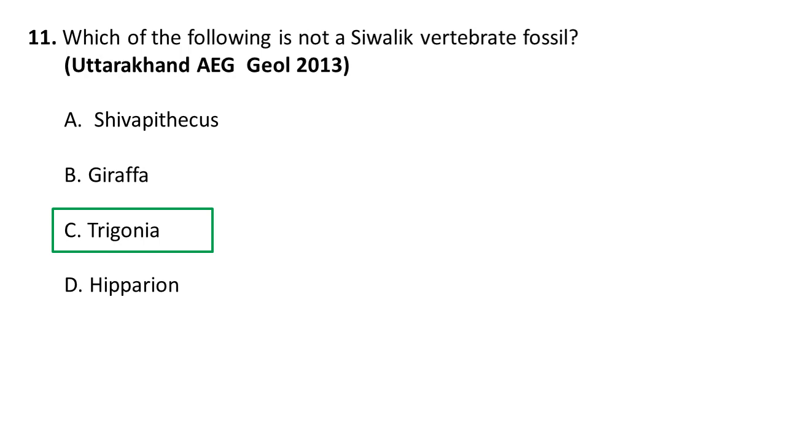So this does not belong to the vertebrates, whereas Shivapithecus, Giraffa and Hipparion are all vertebrate fossils. So C. Trigonia is the correct option.